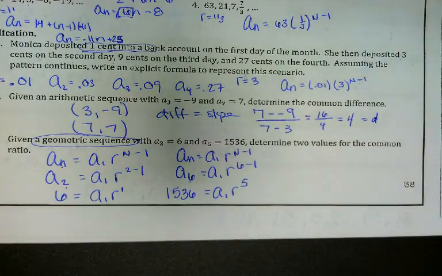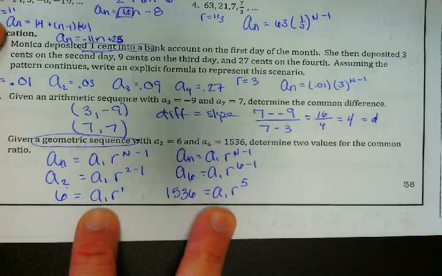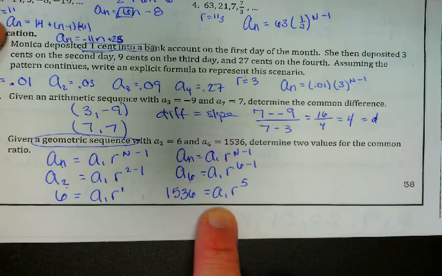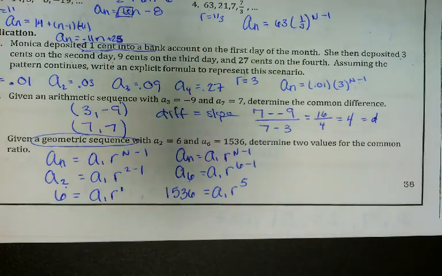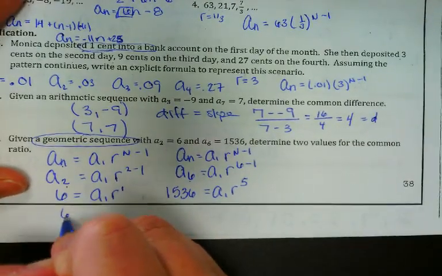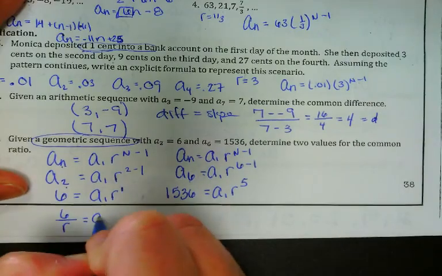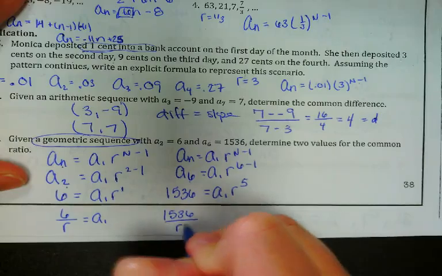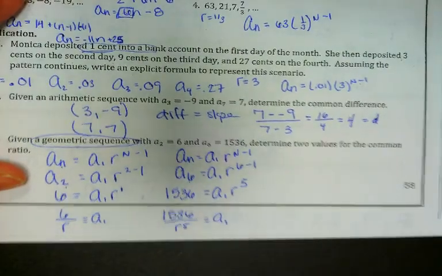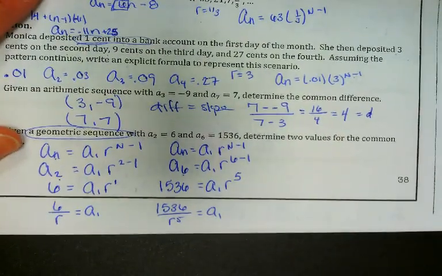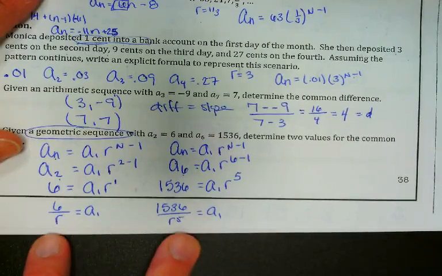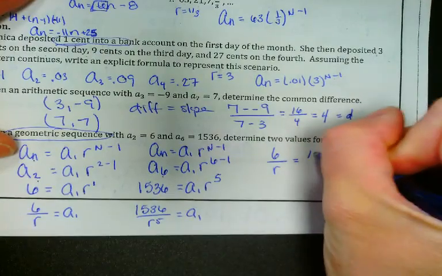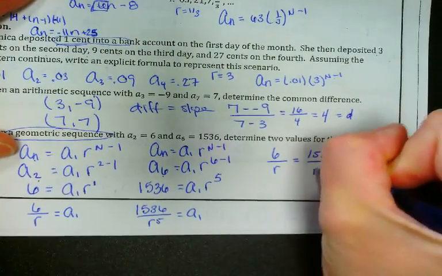Now there's a couple different ways to go about it. They both have a sub 1, right? So I could solve each of these for a sub 1 and then set them equal to each other, because they both equal a sub 1. So 6 over r is equal to a sub 1, and 1536 over r to the 5th equals a sub 1. If they both equal a sub 1, then they have to be equal to each other. So 6 over r equals 1536 over r to the 5th.